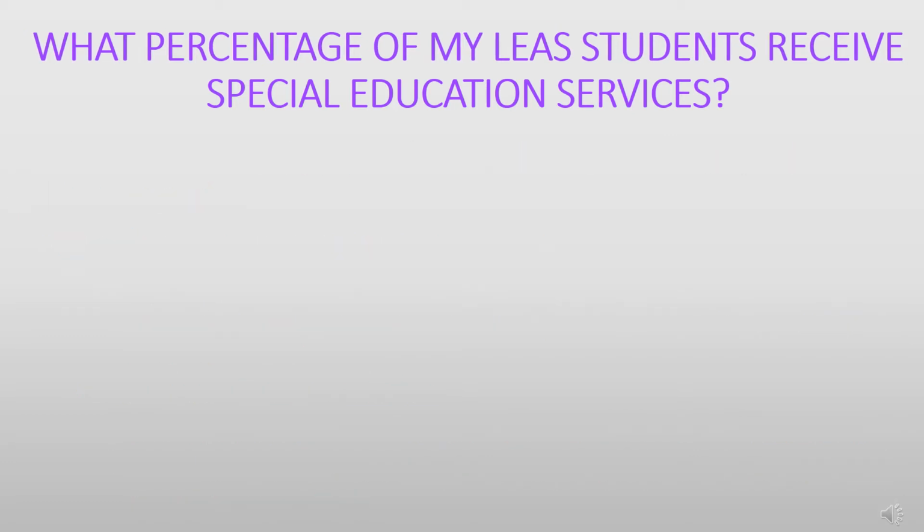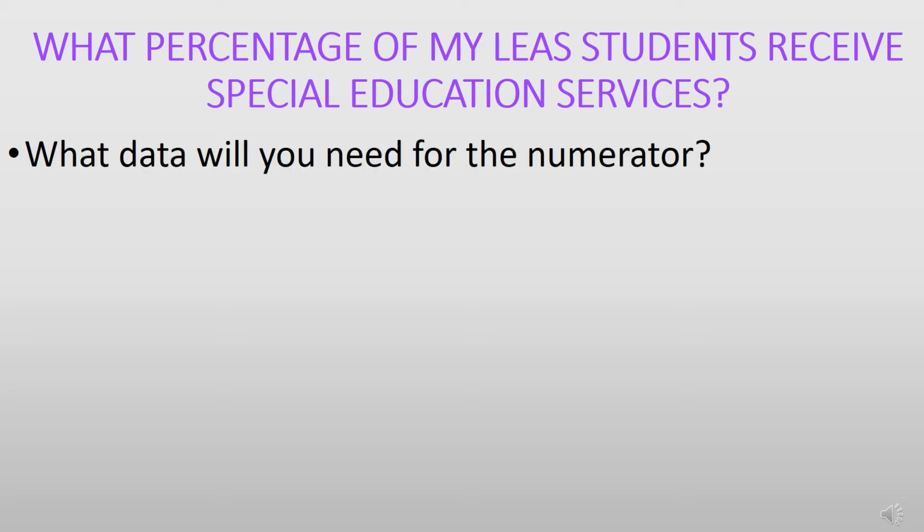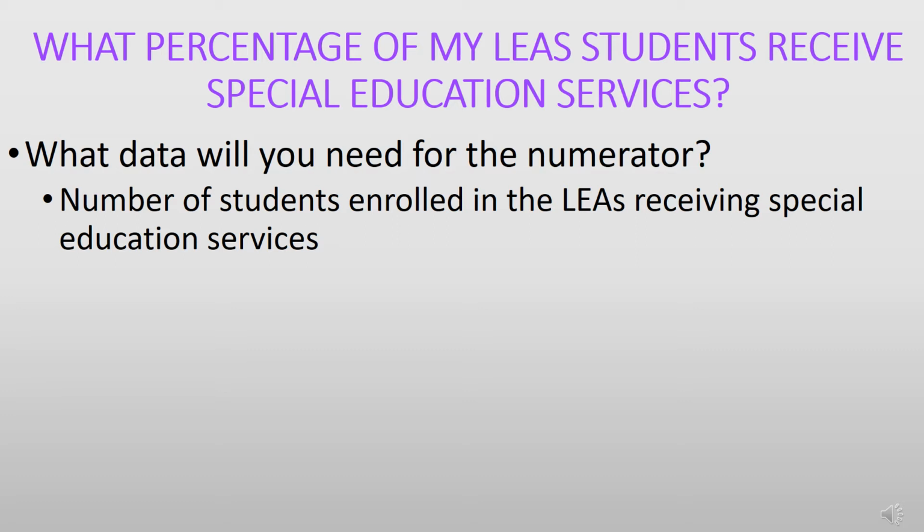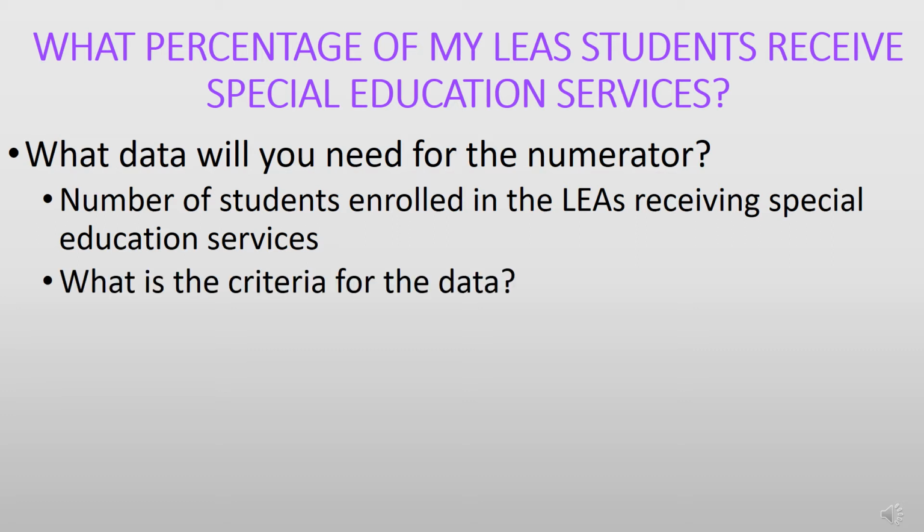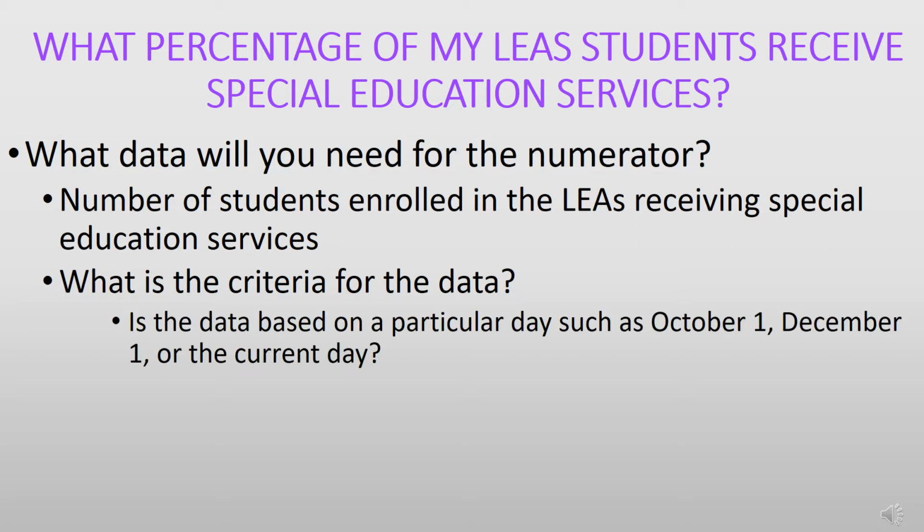Now, let us look at the numerator for the question, what percentage of my LEA students receive special education services? Remember that the numerator is the top of the fraction. So what data will you need? Number of students enrolled in the LEA receiving special education services. What is the criteria of the data? Is it based on a particular day, such as October 1, December 1, or the current day?